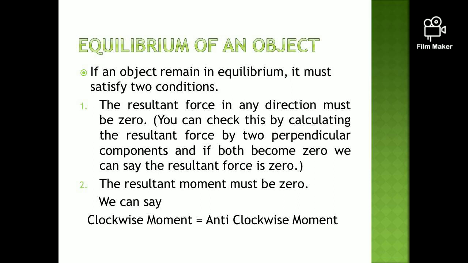The second condition is that the resultant moment must be 0. That means if you calculate the clockwise moments and the anti-clockwise moments, those must be equal to each other. Or if you take the clockwise moment minus the anti-clockwise moment, that should equal 0. That is the way you can understand that the resultant moment must be 0. We will learn these concepts much more clearly in our future slides.